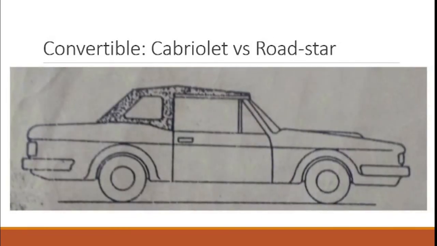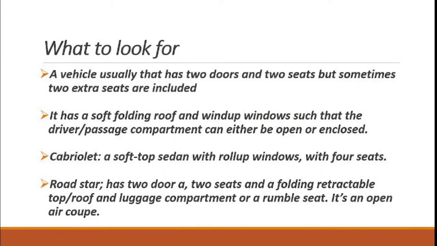Next is the convertible. A convertible will be either a cabriolet or a roadster. What do you look for when you want to identify whether a vehicle is a convertible? They usually have two doors and two seats, but sometimes two extra seats are included. Just like a coupe, you'll have two doors, two seats. But the most identifying factor is that it has a soft folding roof and wind-up windows such that the driver and passenger compartment can either be open or enclosed.